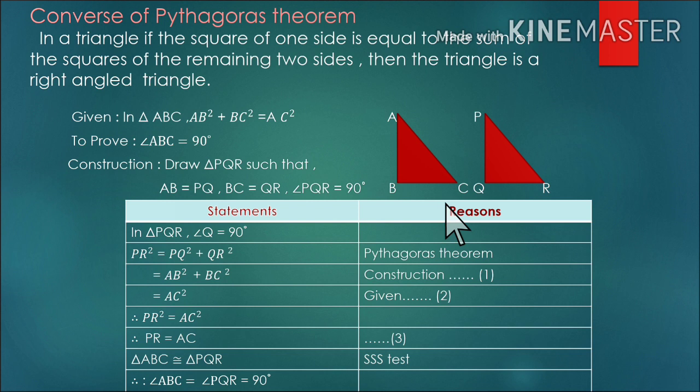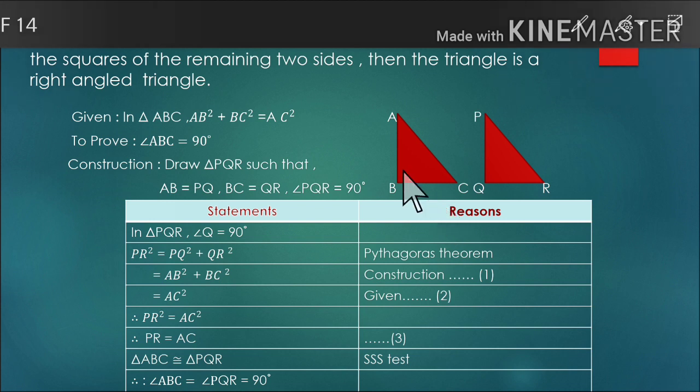Given part, let's take triangle ABC. In triangle ABC, AC square is equal to AB square plus BC square. This is the given part. See, in triangle ABC, AB square plus BC square is equal to AC square. Then we have to prove that angle ABC, this angle B, is equal to 90 degree.